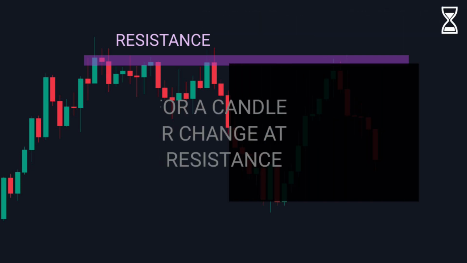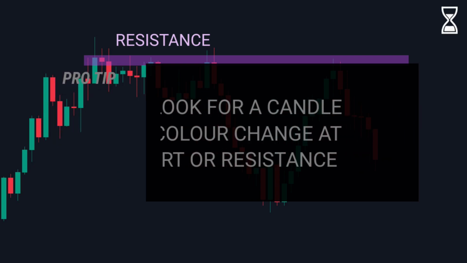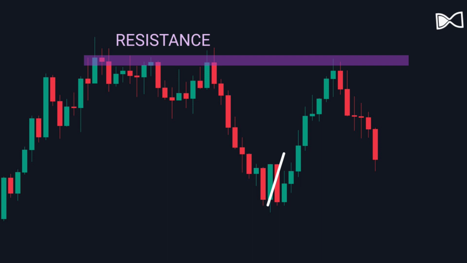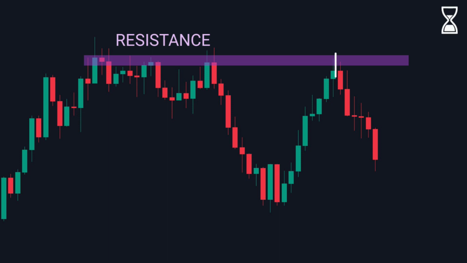Now here's a pro tip. Look for a candle color change at support or resistance, which can signal a possible trend change. I'll show you what I mean. So as price is moving upwards, notice all the green candles. Green candles represent bullish price action. As you can see, there are 8 green candles in a row, before finally a red bearish candle appears. And the most important part is that it occurs right at resistance. And as you can see price then reverses.